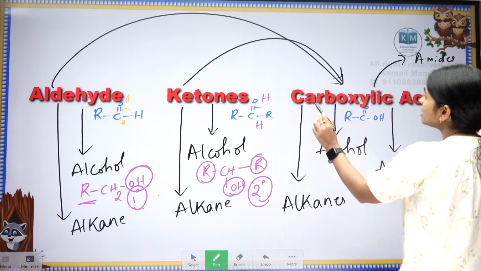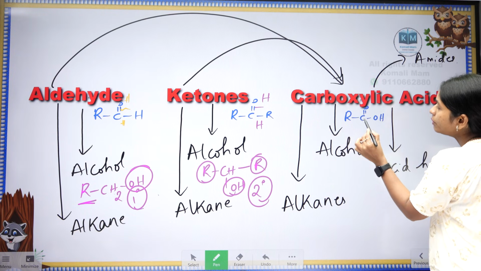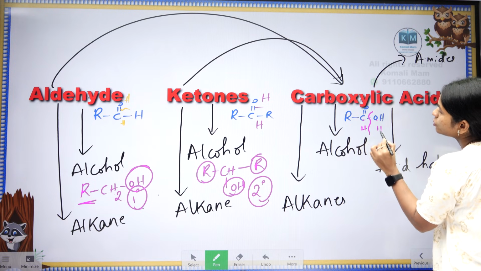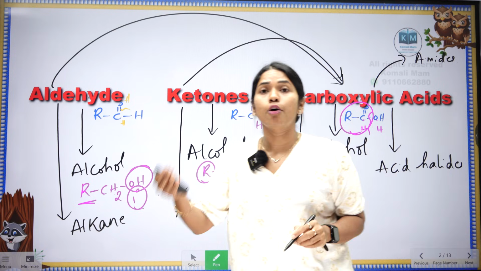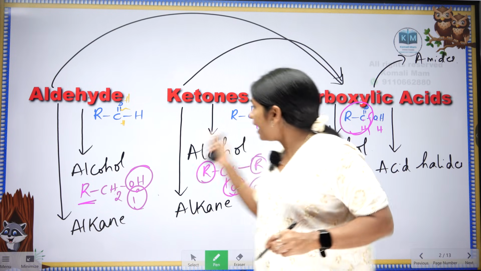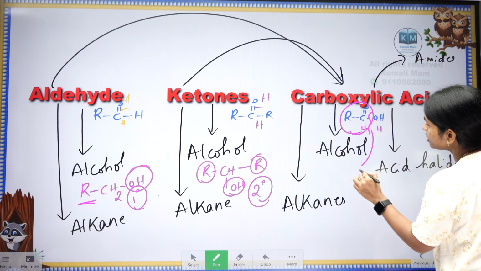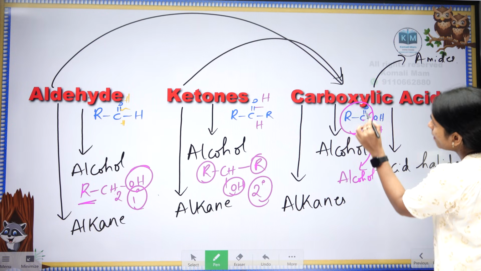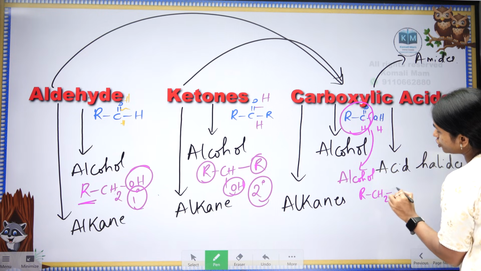Next, carboxylic acids: if you do reduction, how to break it? Listen carefully. This CO polar bond will break, and H is added. So first you will get aldehyde. Carboxylic acids upon reduction give aldehyde first. Again aldehyde converts into primary alcohol. So aldehyde converts further into alcohol. What is the alcohol formula? Break the bond, H H, so RCH2OH.